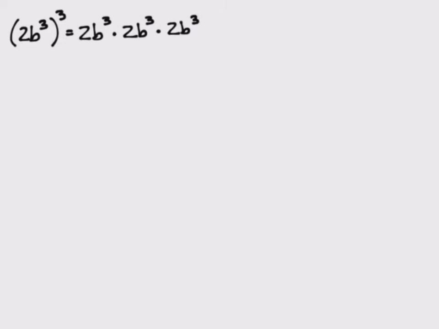Alright, now we've got a long multiplication problem, and I think the easiest way to simplify this is to focus in on the individual bases. So for instance, I see 2 times 2 times 2 for a grand total of 2 to the 3rd power. We also have b to the 3rd times b to the 3rd times b to the 3rd for a grand total of b to the 9th power. And if we compare our product to our original problem, it's kind of like that exponent of 3 applied to both the 2 and the b to the 3rd individually.